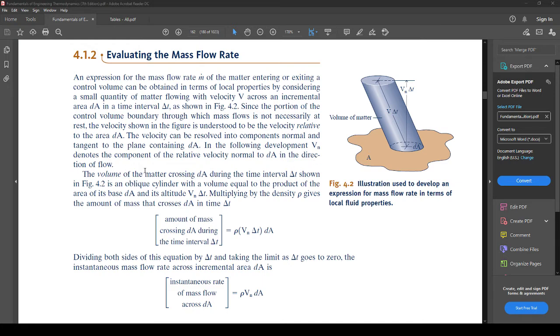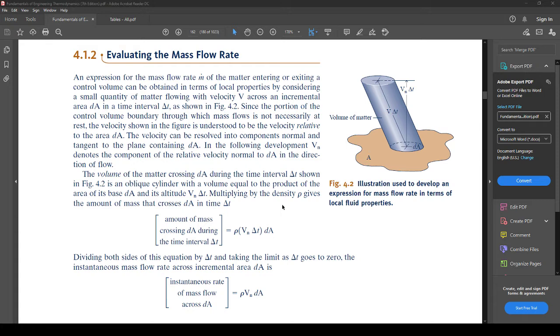The volume of the matter crossing dA during the time interval delta t, shown in figure 4.2, is an oblique cylinder with a volume equal to the product of its area, of its base, dA, and its altitude, Vn delta t. Multiplying by the density rho gives the amount of mass that crosses dA in time delta t.